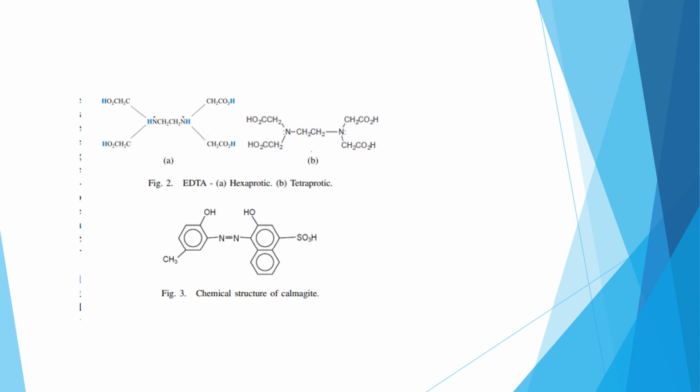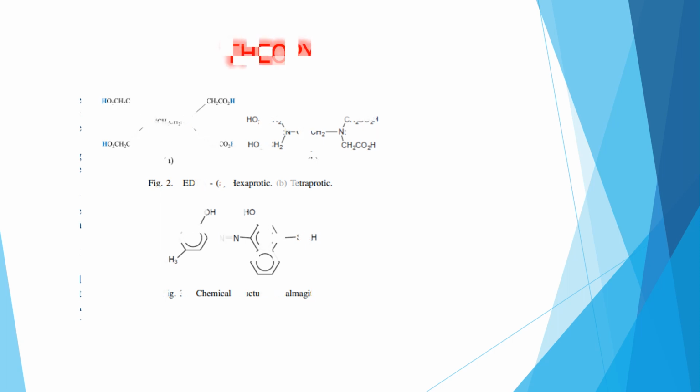Let's see figure 3, chemical structures of calamite. Figure 2 is EDTA, hexaprotic and tetraprotic. In tetraprotic, there are two nitrogens and two carbons. And figure 3 is of benzene rings. Moreover, let's observe these figures: EDTA, the figure 2, and the third one is of structure. Let's go to theory.